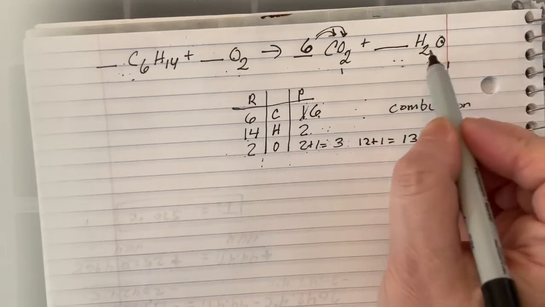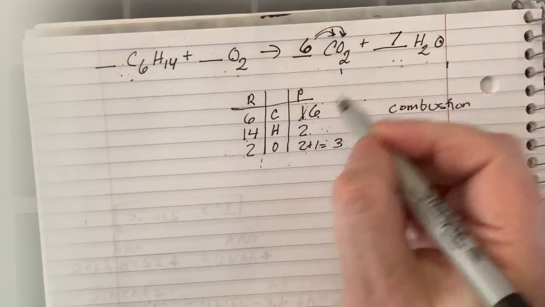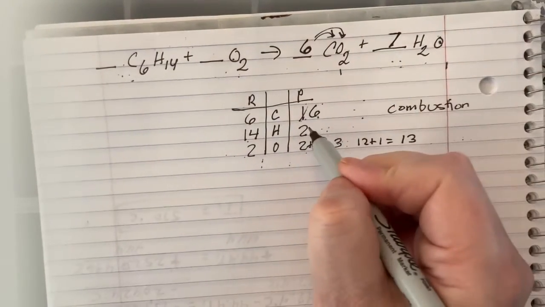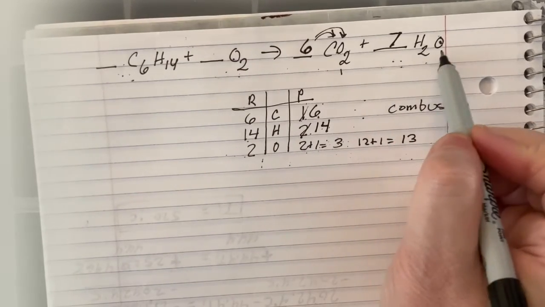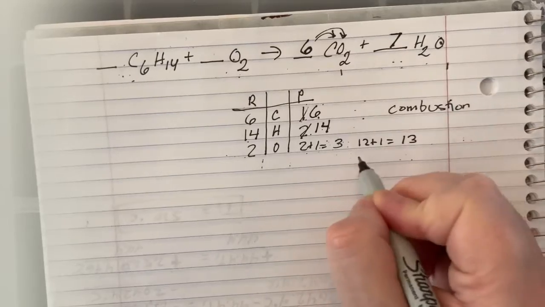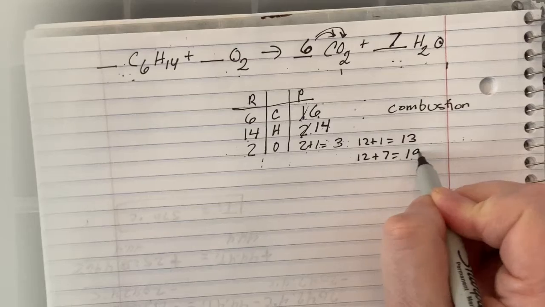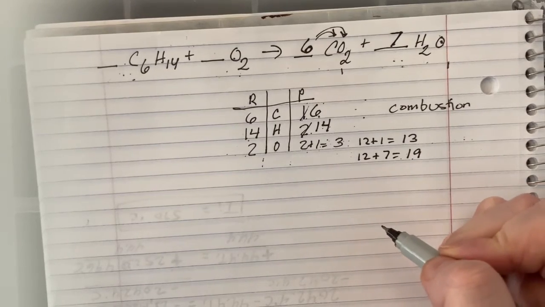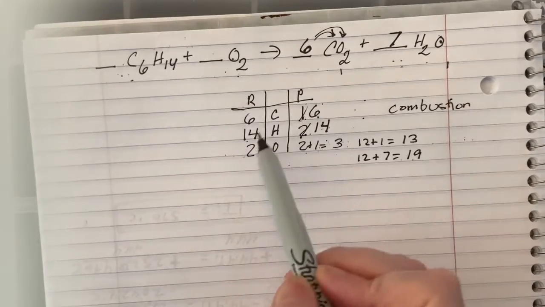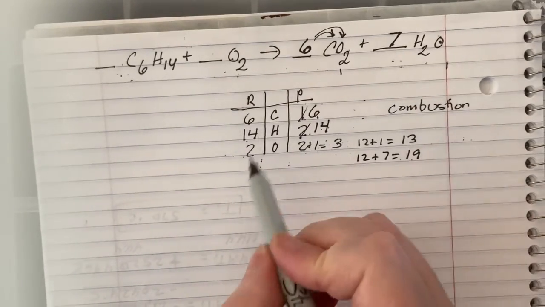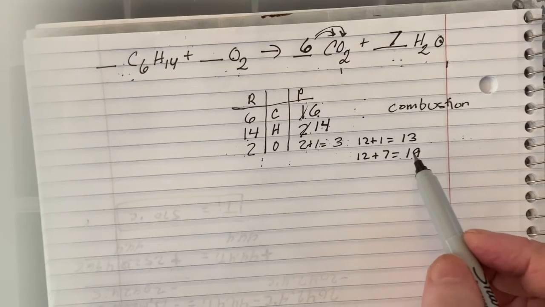Hydrogens, 14 on the left, 2 on the right. So something times 2 is 14. 7 times 2 is 14. So now I have 14. Okay, and I also changed my oxygen. So now it's 12 oxygens plus 7 oxygens is 19 oxygens. So 6 carbons, 6 carbons, 14 hydrogens, 14 hydrogens, 2 oxygens, and 19 oxygens.